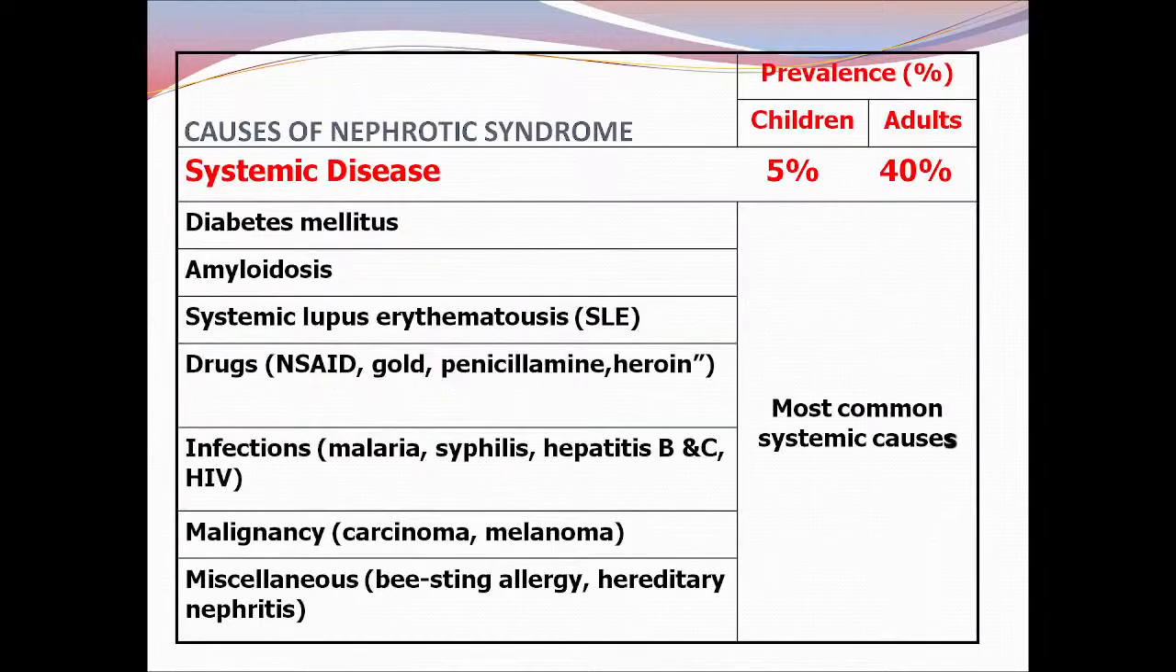Now, what are the systemic or secondary causes of nephrotic syndrome? That question may be asked. It may be a metabolic disease like diabetes, amyloidosis, SLE, or there may be some drugs like non-steroidal anti-inflammatory drugs, penicillamine, gold. Some are Ayurvedic medications the patient may be taking. Apart from that, infections like syphilis, malaria, hepatitis, HIV, and other rare causes. Okay. In children, systemic diseases are less common as compared to adults.